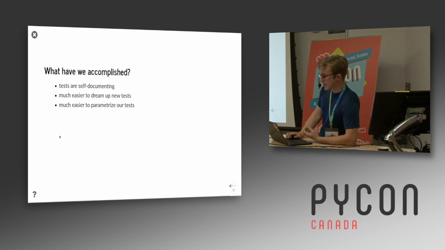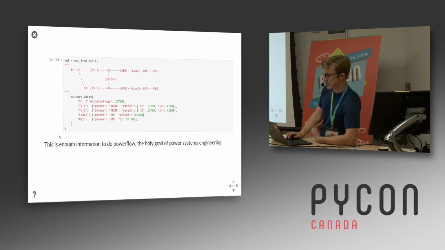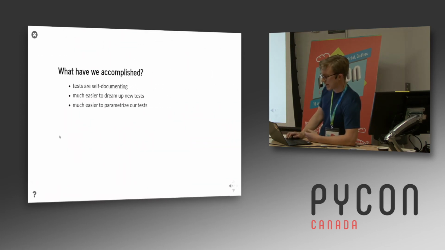So what have we accomplished? Tests are self-documenting, right? From my perspective anyways, as a power system engineer, I look at this diagram and I say, oh, I know exactly what that is. I know exactly how it should behave as a network, and I can do tests on it. What else? We've made it much easier to dream up new tests.